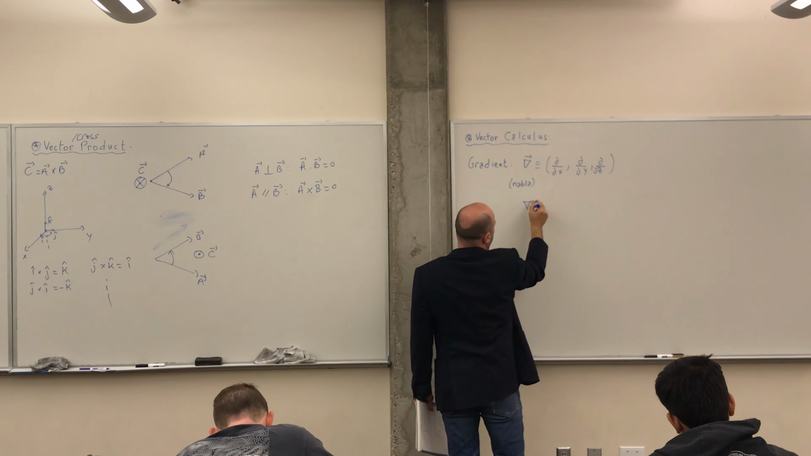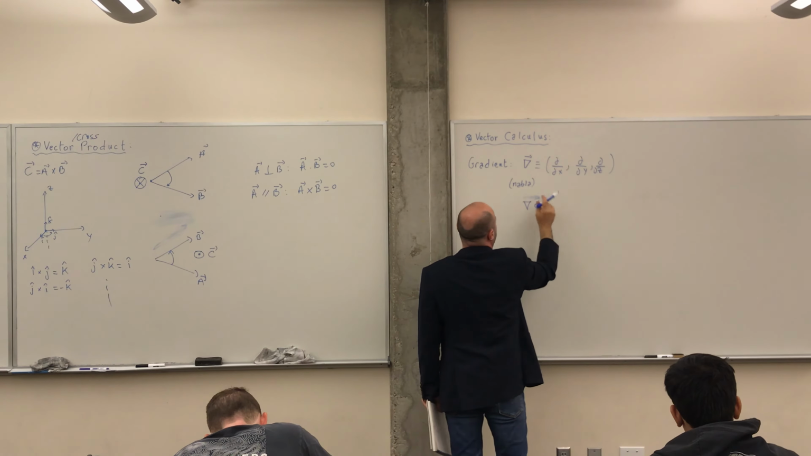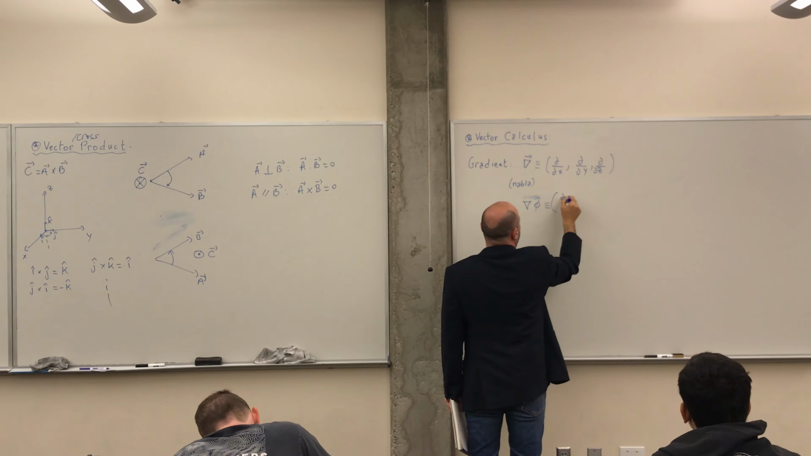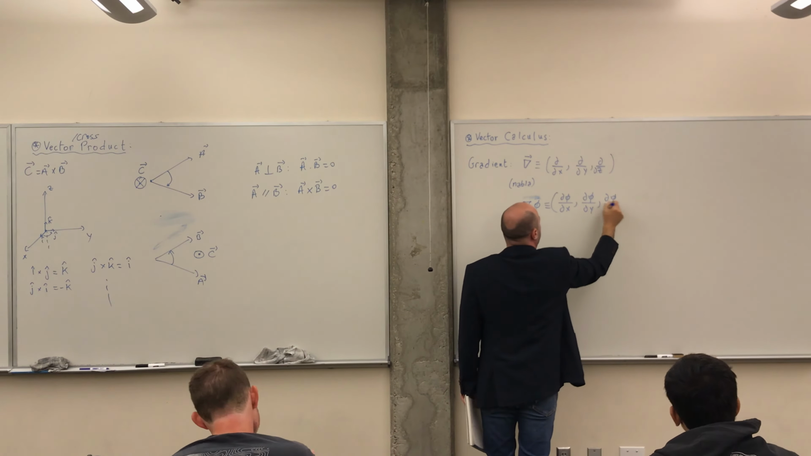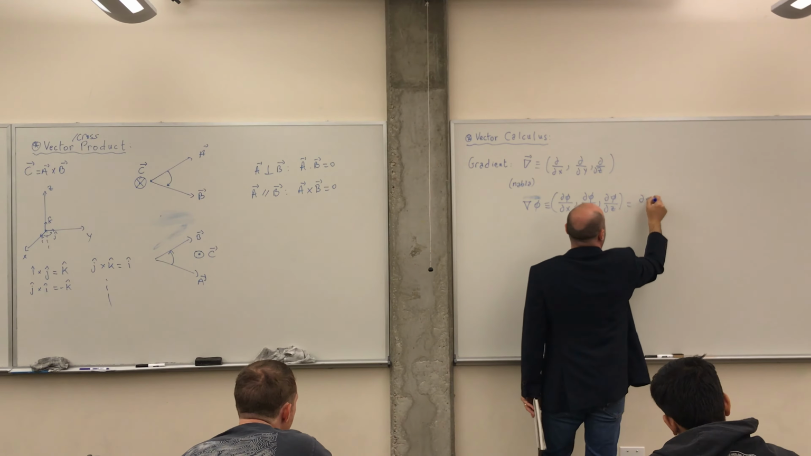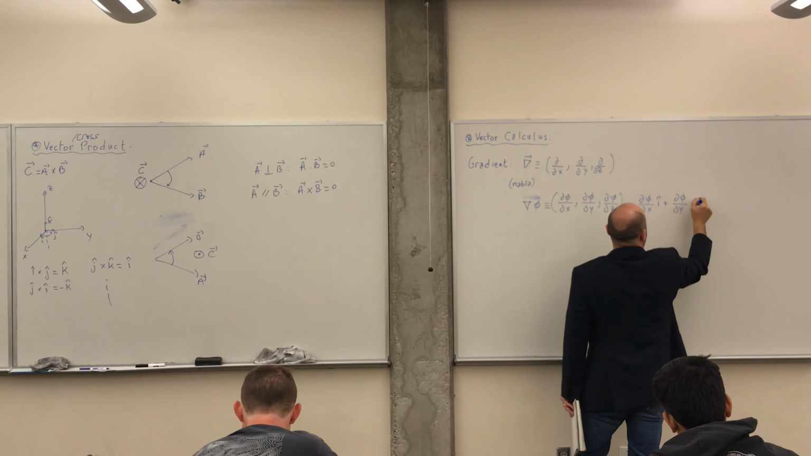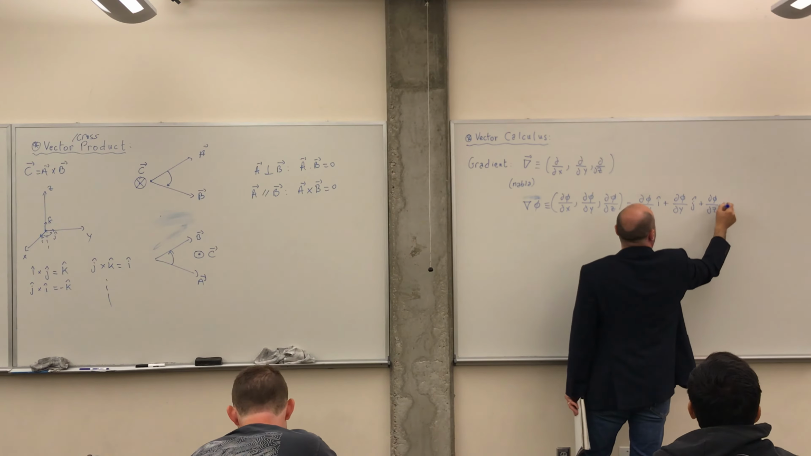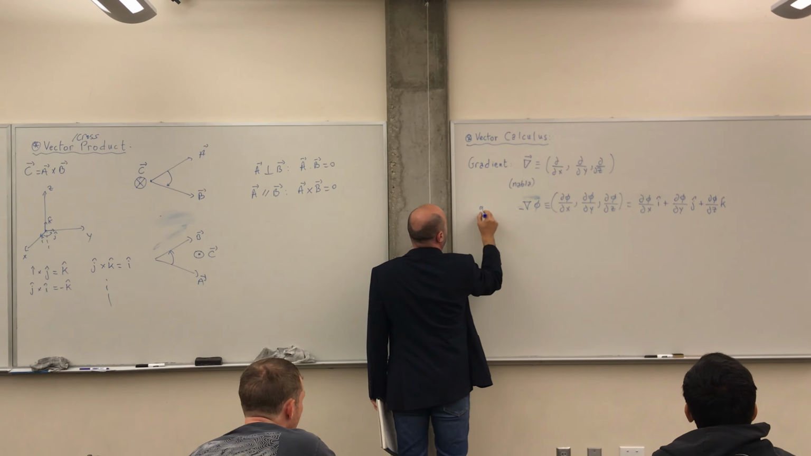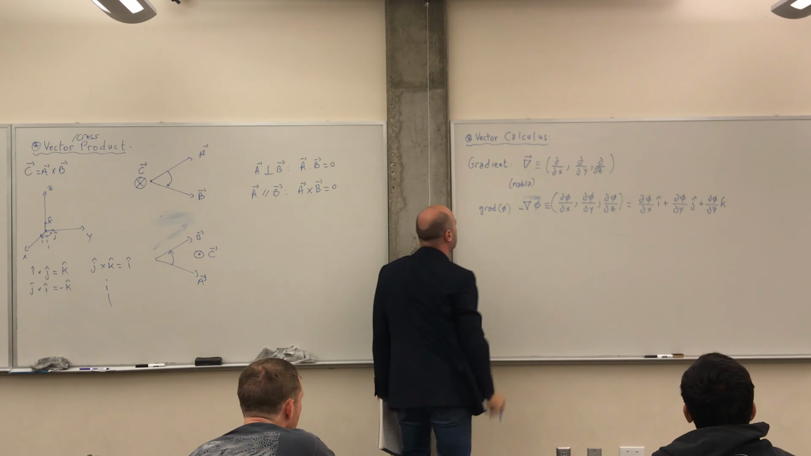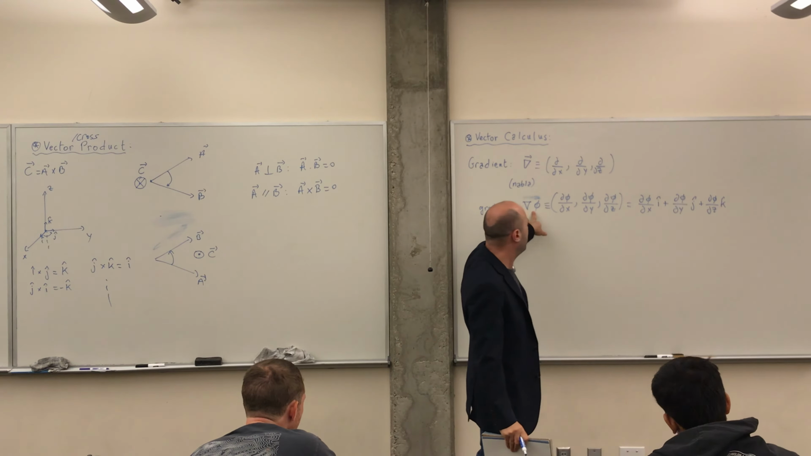I'm going to drop the arrow, but I want you to remember that this whole thing is a vector, defined as d phi by dx, d phi by dy, d phi by dz, or d phi dx i plus d phi dy j plus d phi dz k. You will also see the following nomenclature: grad phi. Don't be confused. In your homework, if I spell it out like this, it's equivalent to grad phi.